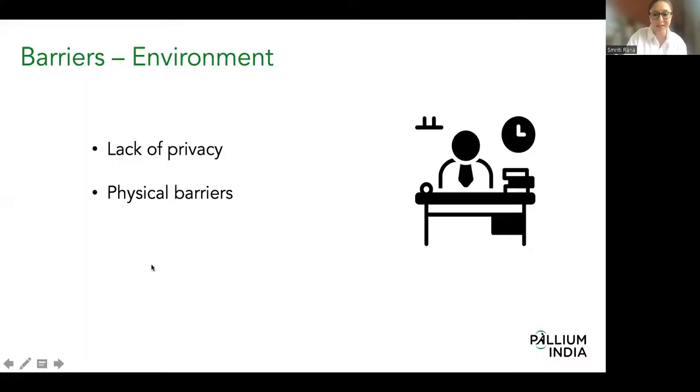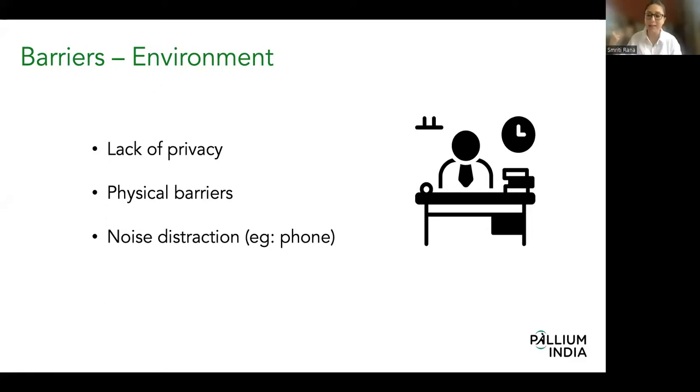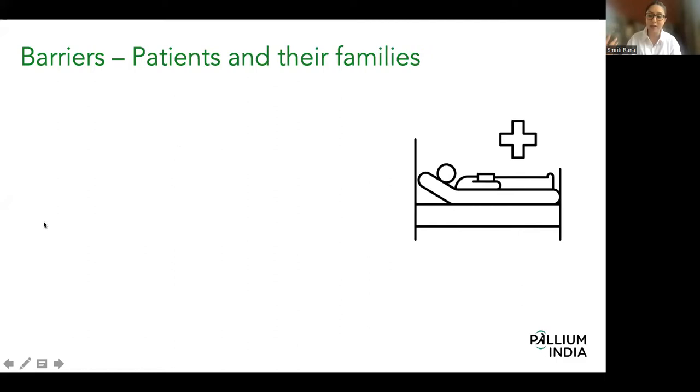So just to let you know, that's a huge physical barrier for me. Thank you for turning cameras on. Okay. Noise distraction, not just in terms of crowd and people shouting and stuff. Your phone, in my case, my dog barking randomly at something, can be a big distraction, and then that derails the conversation.